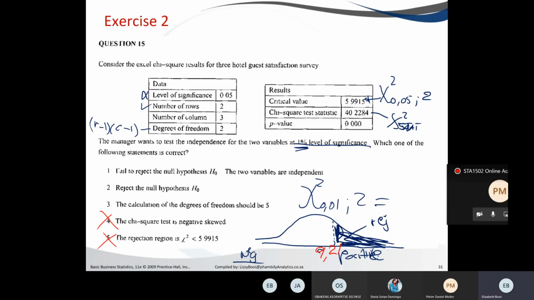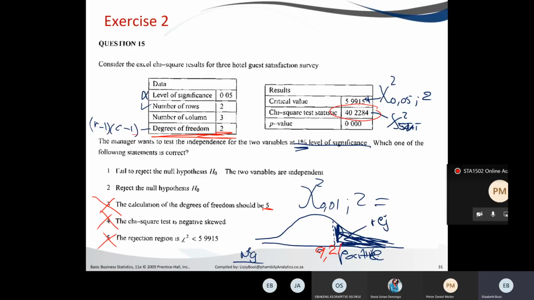The degrees of freedom will be 5. The degrees of freedom were already calculated there, and they didn't ask us to change that information. Therefore, that won't be correct. So then it leaves us with number 1 or number 2.